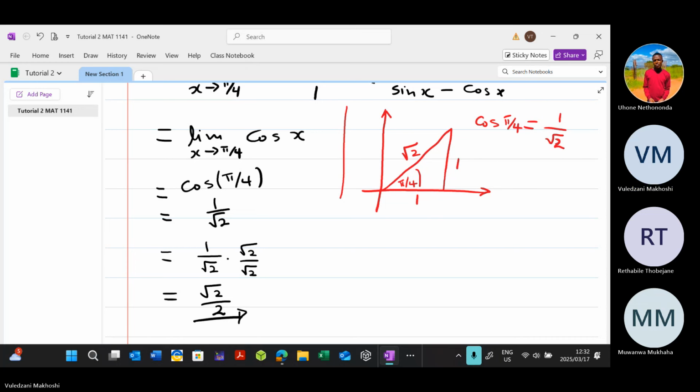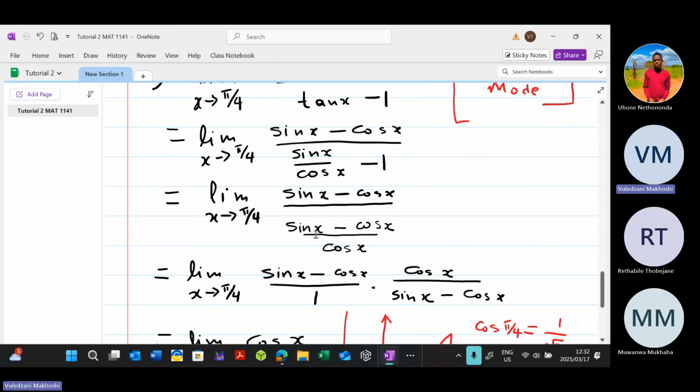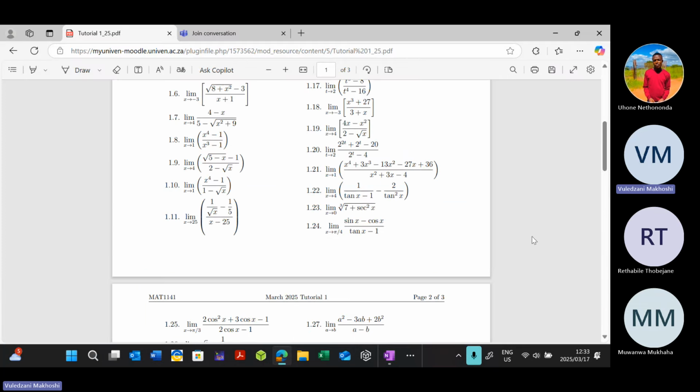Okay. So we have done a number of them. You can look at those which you have not yet done and also look at what we have done and see whether you are able to do them correctly or not. So let us continue.